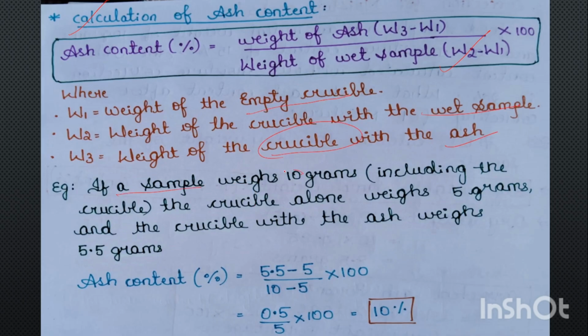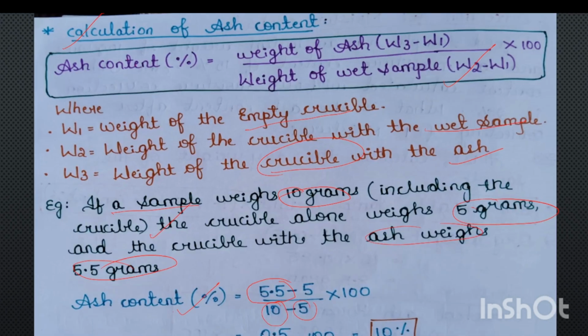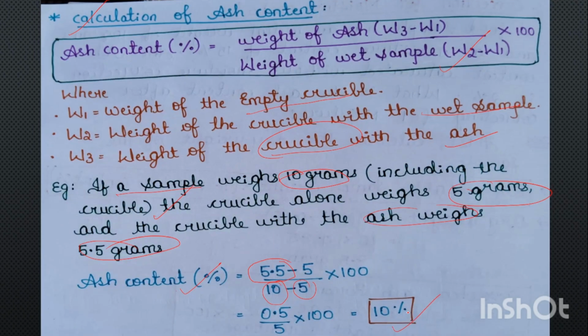If a sample weighs 10 grams including the crucible, the crucible alone weighs 5 grams, and the crucible with the ash weighs 5.5 grams. Ash content percentage is equal to the weight of the crucible with the ash, that is given as 5.5 grams, minus the weight of the empty crucible, divided by the weight of the crucible with the wet sample, which they have given us as 10 grams, minus the weight of the empty crucible, that is 5 grams, into 100, that is 0.5 by 5 into 100. We get 10% of the ash content.